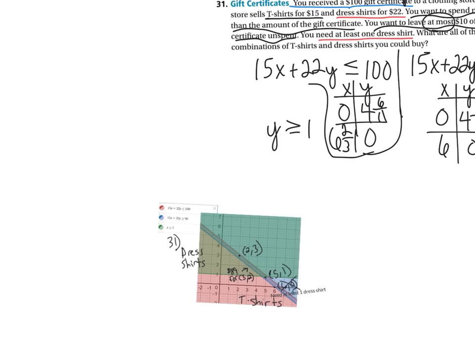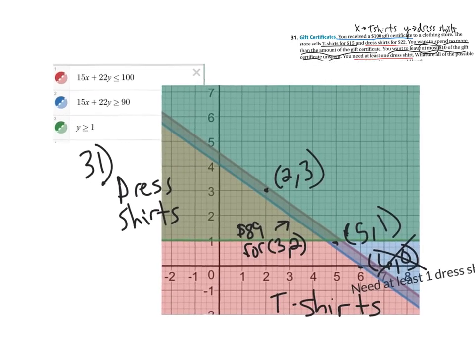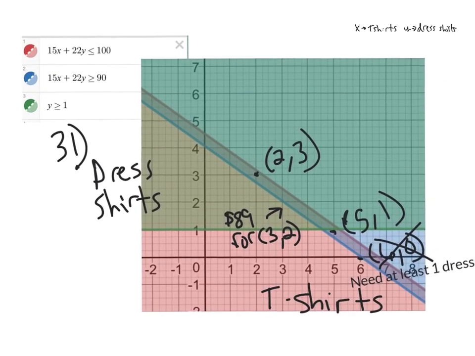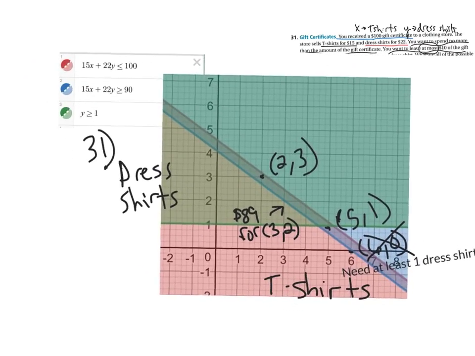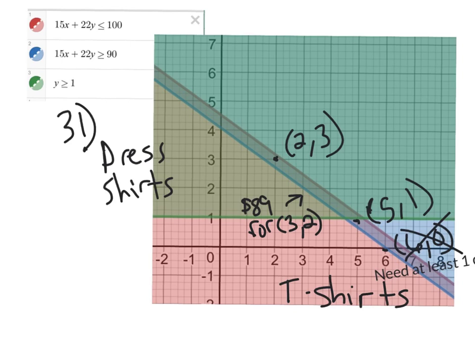So if we graph these inequalities, this is kind of what we're looking at. T-shirts is the x-axis, dress shirts is the y-axis, and it's kind of just that little trapezoid, I guess we could say, in between here would be what our final solution is. And then we could look for different options. What are all the possible combinations that you could buy?